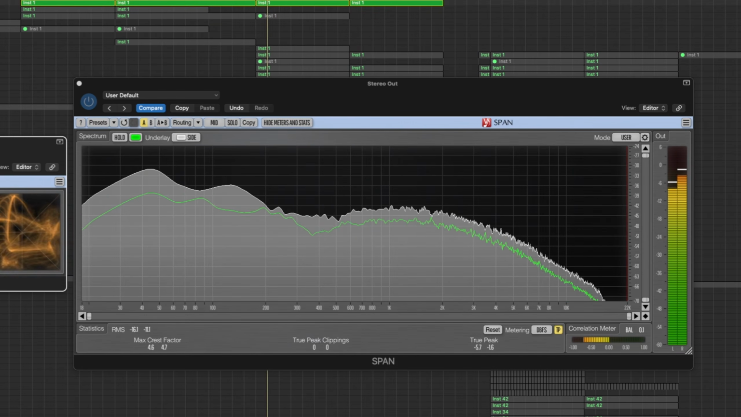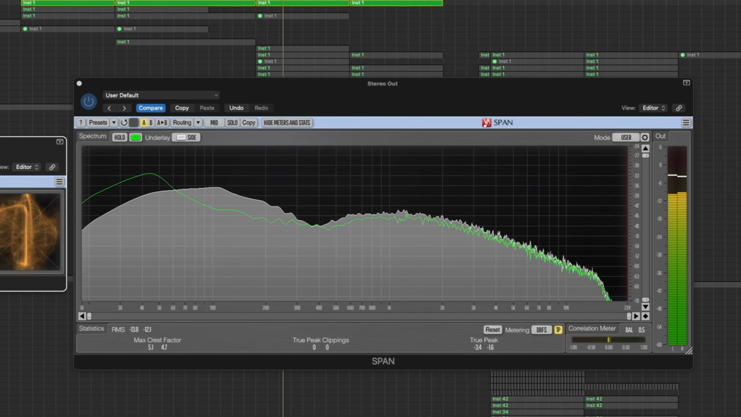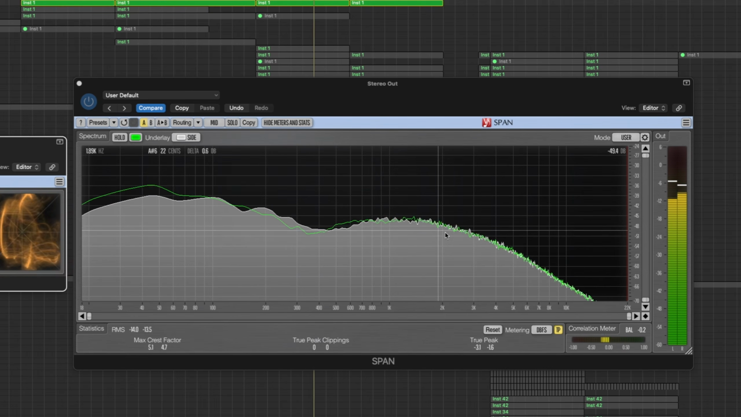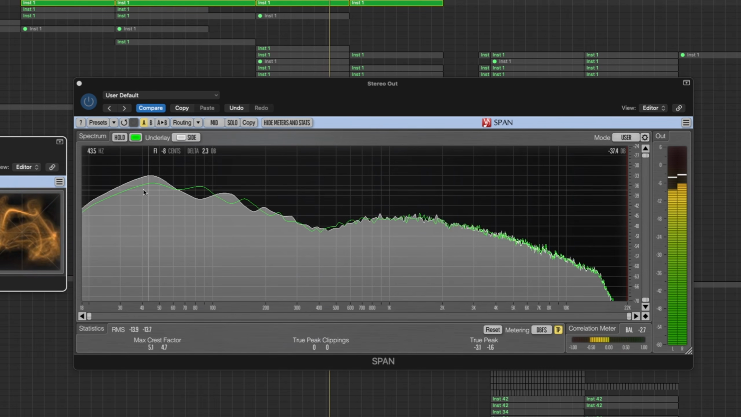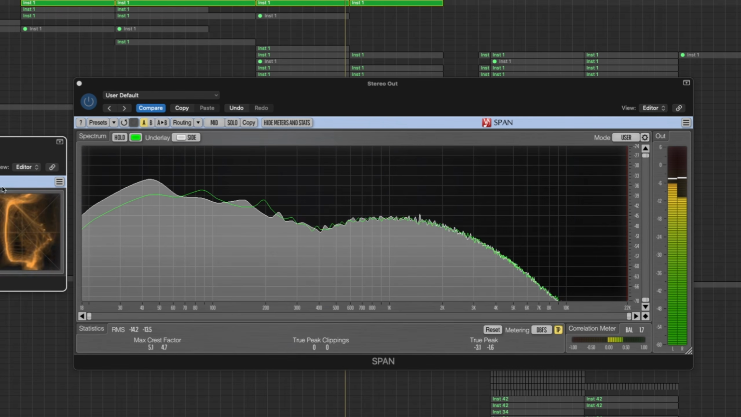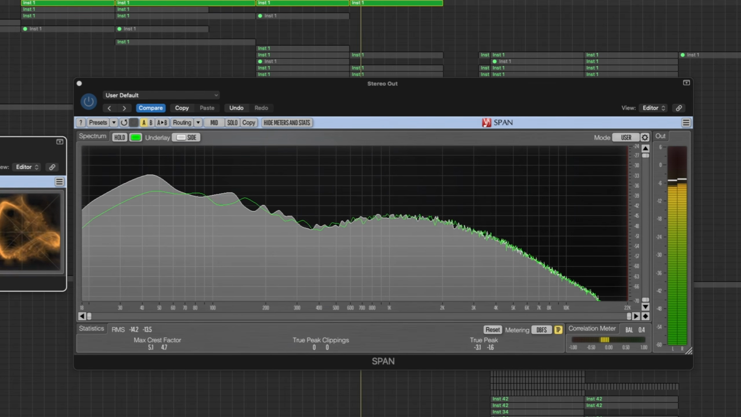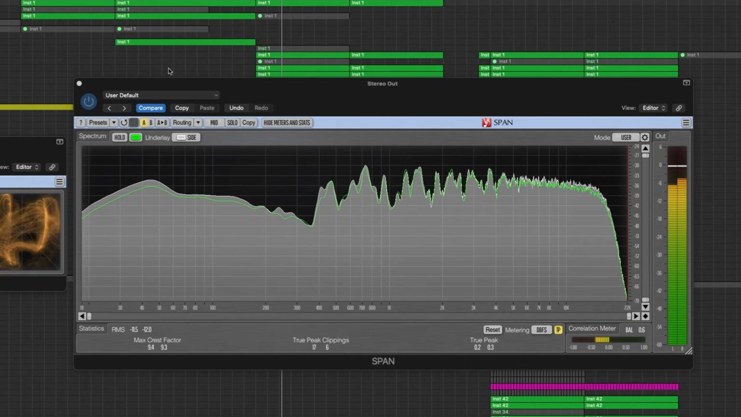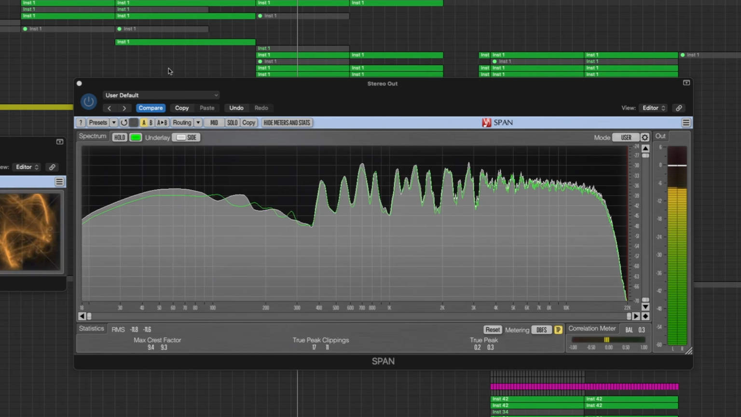So when using SPAN, we're going to be looking at two things. First and foremost, we have the spectrum analyzer. And specifically what we're going to look at is the relation between the mid and side signal. For optimal loudness and width, you want equal mid and side energy. So the mid and side curve should be hovering around the same level.